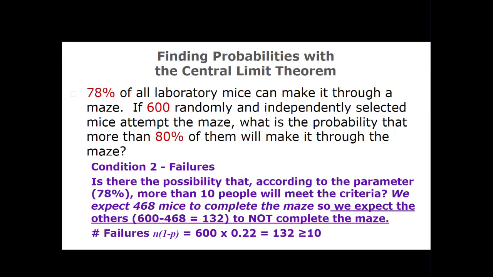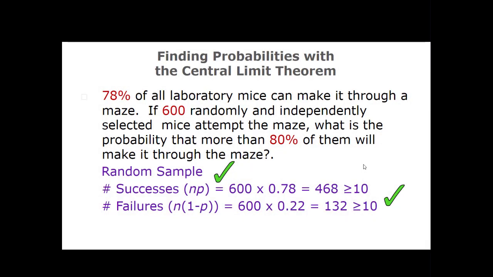Another way that you can figure out failures mathematically is to take the proportion parameter. You would take the 78% and subtract that from a whole to get 22%, or 0.22, then multiply it by your sample, and you will also get 132. So right now we know that 132 is greater than or equal to 10, so the second condition is met. Check.